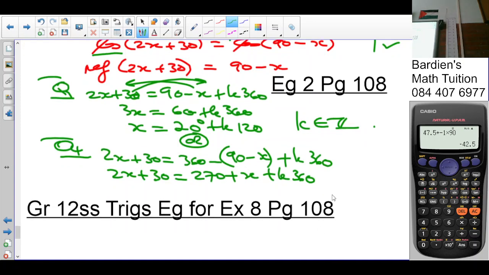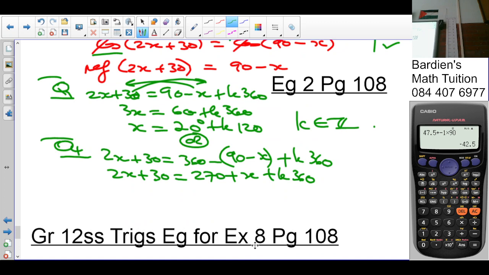Okay, so now it's just a matter of solving for x. So x is equal to 270 minus 30 is 240 plus k times 360. And as I said, that is enough if you write it once in the sum.